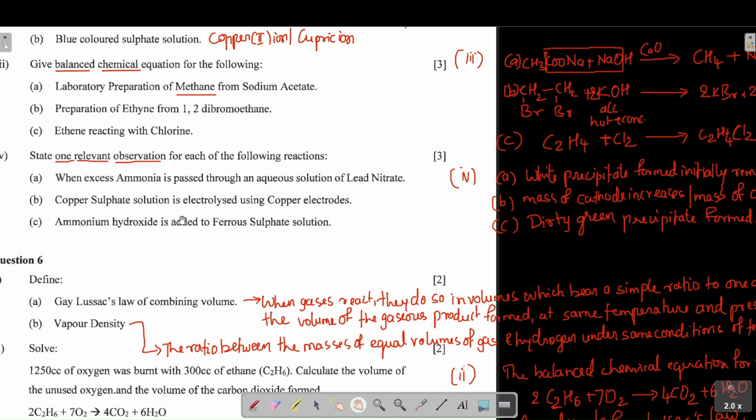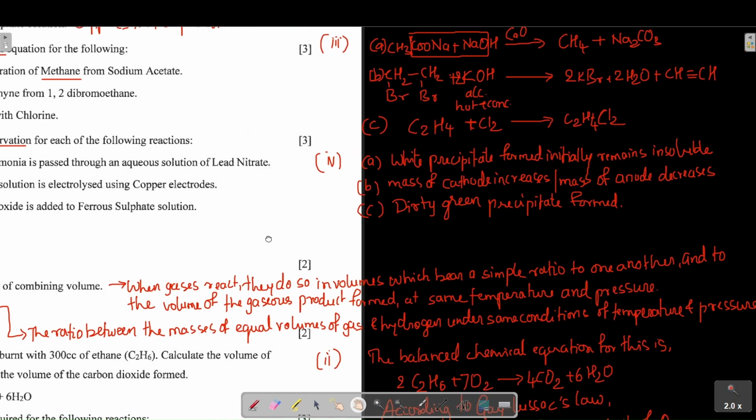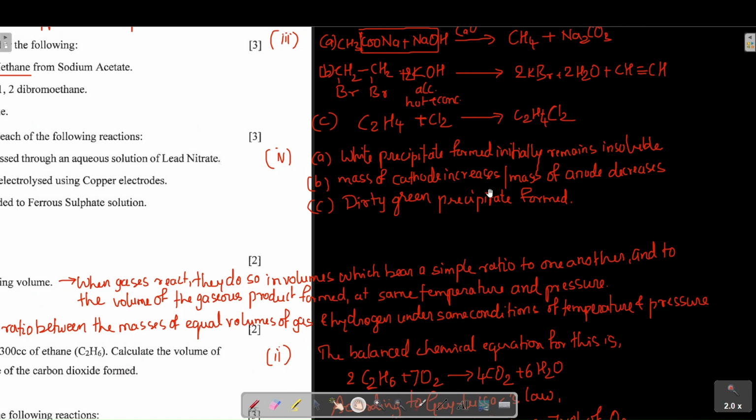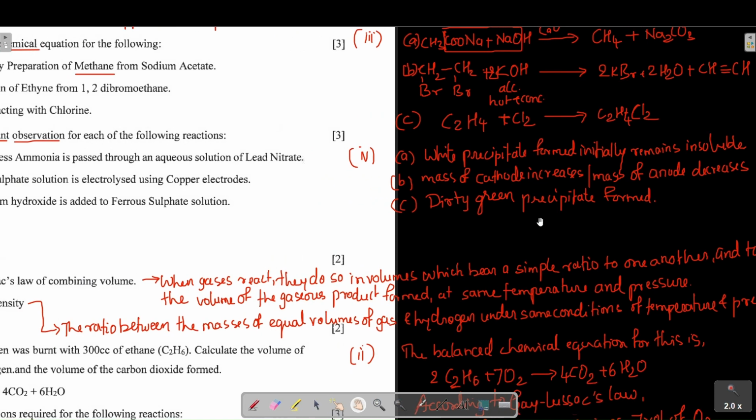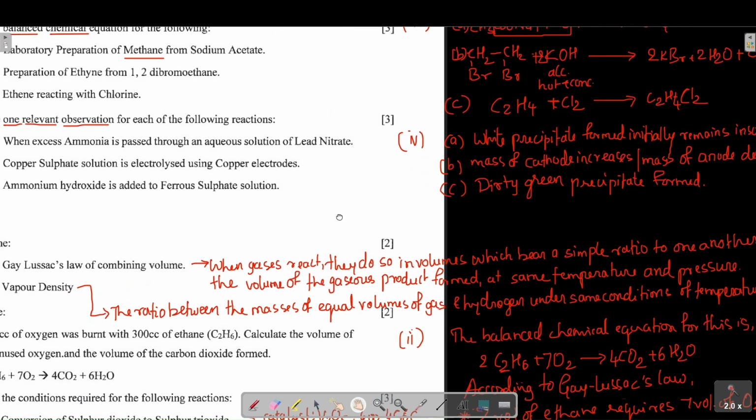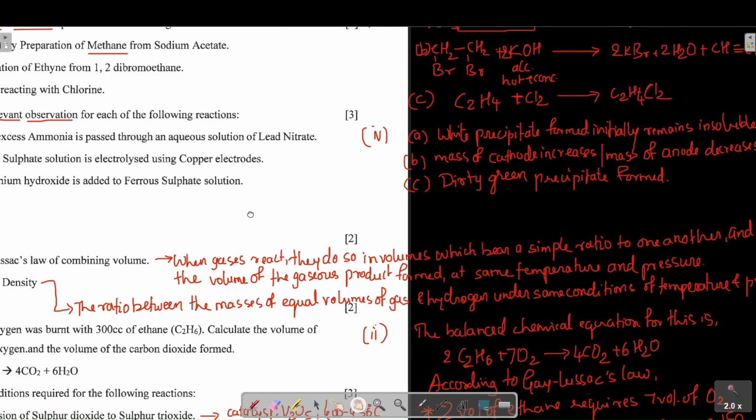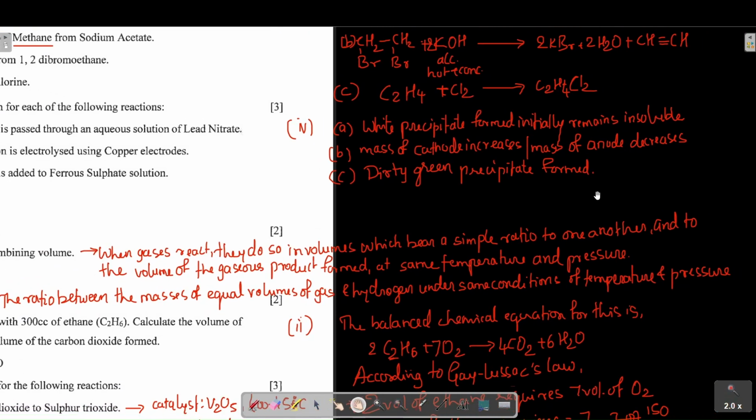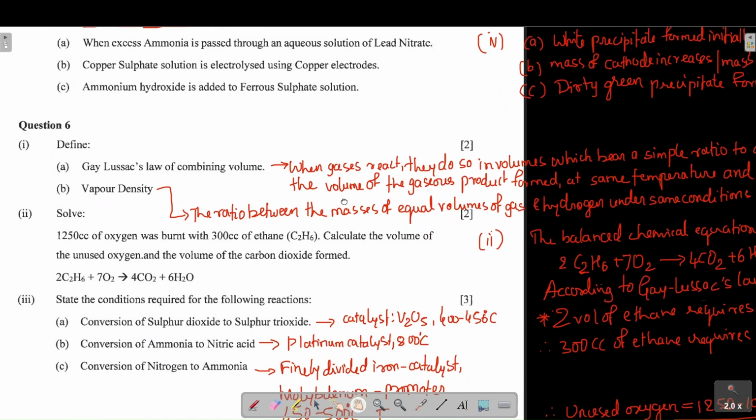Copper sulfate solution is electrolyzed using copper electrodes. Copper electrodes are active electrodes. What observation can you write here? Mass of cathode increases or mass of anode decreases. You can also write pink or reddish brown metal deposited on cathode. Okay, that also you can write. Ammonium hydroxide is added to ferrous sulfate solution. Ammonium hydroxide with ferrous sulfate means dirty green precipitate will be formed. That's the observation.